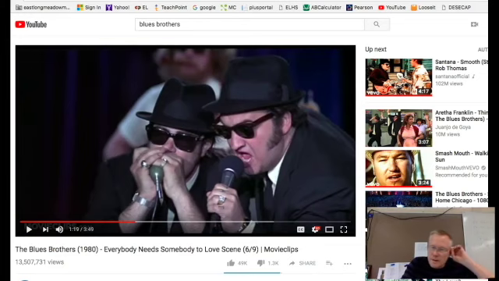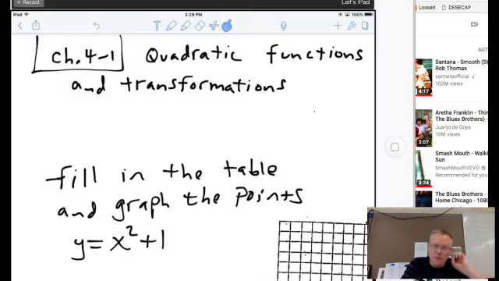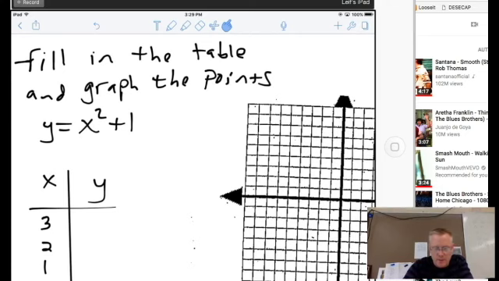All right, hi there. Today I'm going to be looking at chapter 4-1 of Algebra 2, quadratic functions and transformations. So I'm going to start off with this problem right here. Fill in the table and graph the points. And this is the equation right here, y equals x squared plus 1.